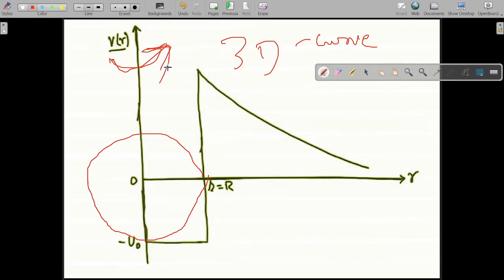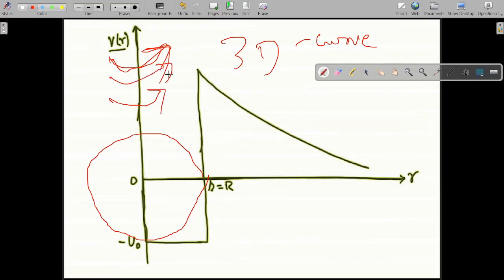On our screen we have the limitation of 2D drawing. That's why we are not able to show the 3D curve over here. But in reality the curve will be a 3D curve. You will rotate this curve about this V of r axis.